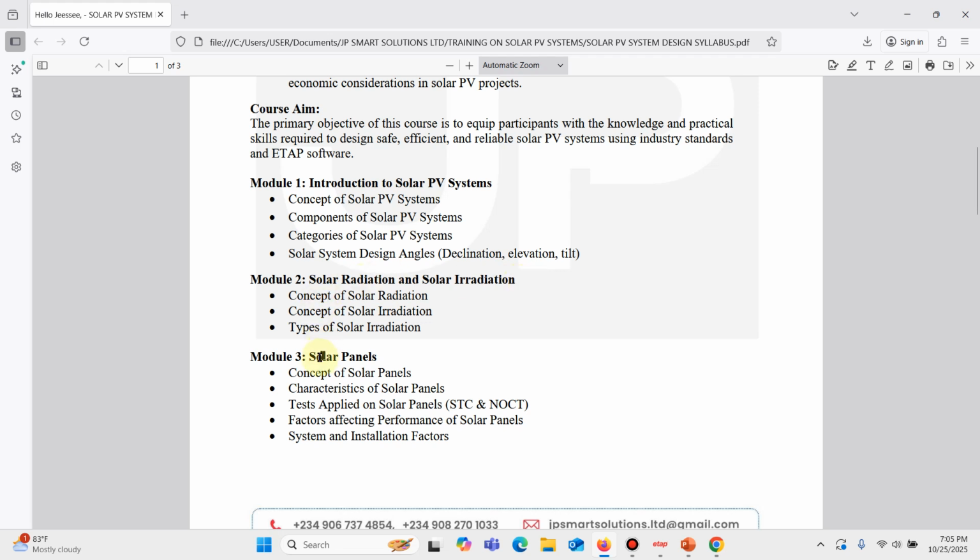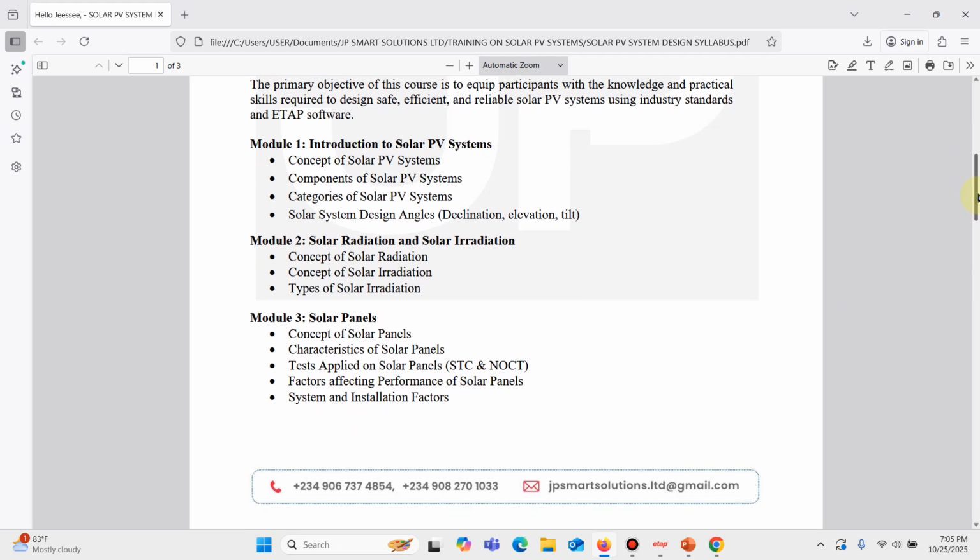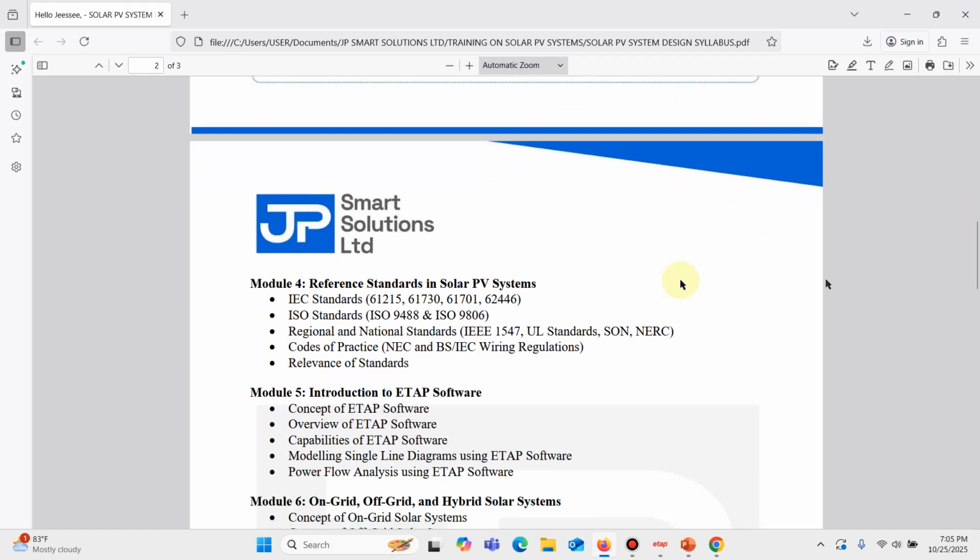Then we move on to Module 3. Of course, we have to know what solar panels are all about. We talk about the characteristics of solar panels. We talk about the tests applied on solar panels, the standard test conditions, and the NOCT tests. We talk about the factors affecting performance of solar panels, system and installation factors. Remember, this training is not just for the design. It will guide you both on the design, installation, and maintenance of solar panels. Once we are done with Module 3, we move on to Module 4.